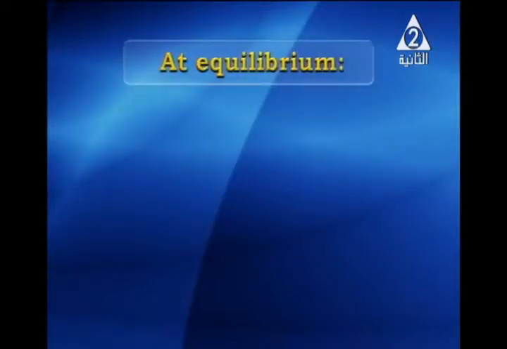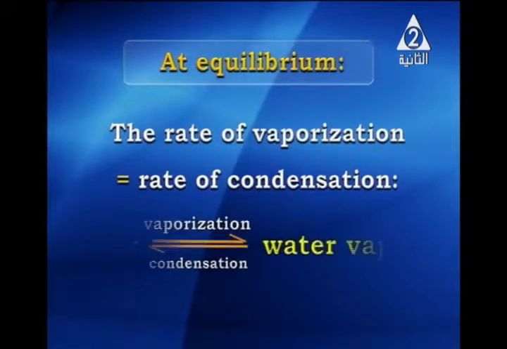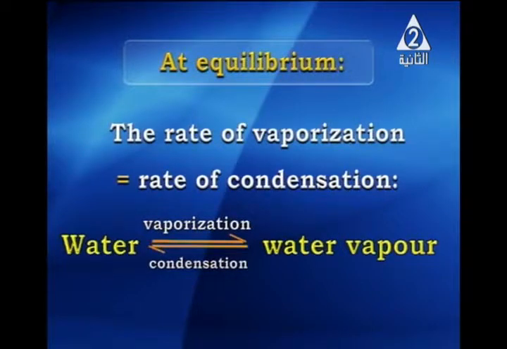So at equilibrium, by continuing heating the water in the flask, we find that the rate of vaporization equals the rate of condensation. As shown on the screen, this explains the process that happens at equilibrium. The water, by evaporation, changes to water vapor, and then water vapor condenses to form water, until the amount of water vapor in the air reaches the maximum, which we call saturated water vapor pressure.